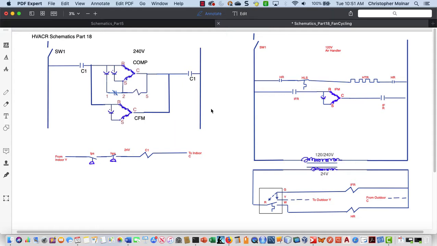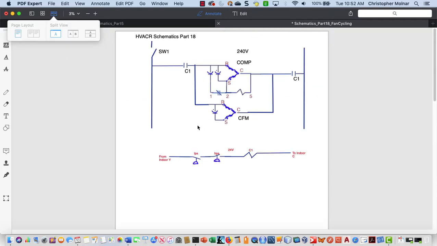So the way we deal with this a lot of times is to install what we call a low ambient control. Now, a low ambient control has one purpose, and that's to cycle the outdoor fan or the condenser fan motor on and off to maintain a higher pressure. If I'm not moving as much air across the outdoor coil, the pressures are not going to drop as badly because I'm not rejecting heat. Keeping the heat in the refrigerant will raise the pressures. So what we do is we take our same system that we've been working with from our prior schematic, which was part A17, and we're going to make some adjustments only to the outdoor unit.